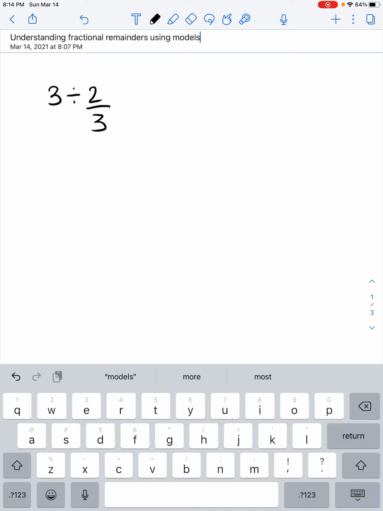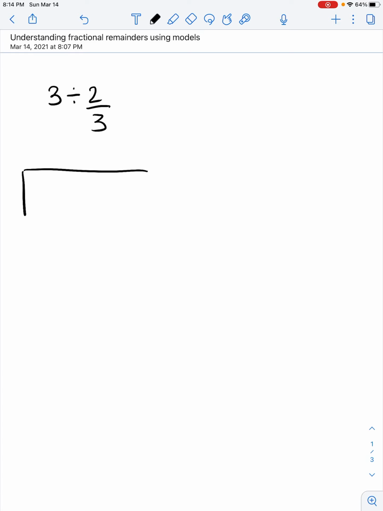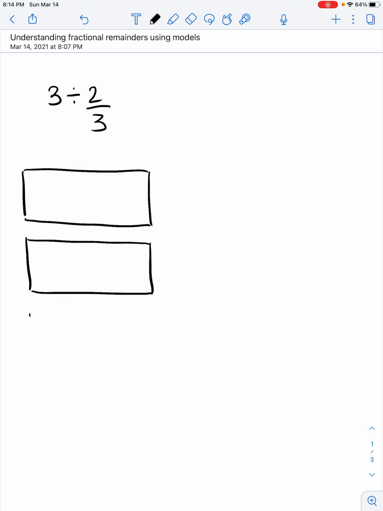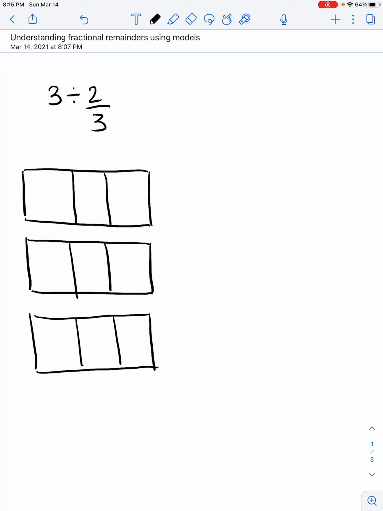And what we're going to do is I'm going to draw 3 rectangles to represent our dividend. And because I'm dividing it into groups of 2/3, I'm going to divide each rectangle into thirds. And of course, I'm going to label. And here we go. So, what am I looking for here?